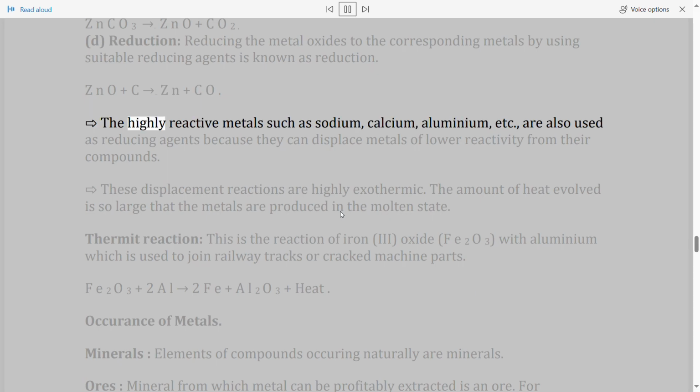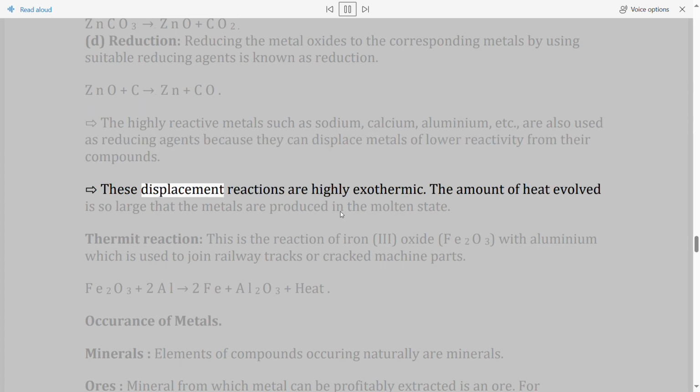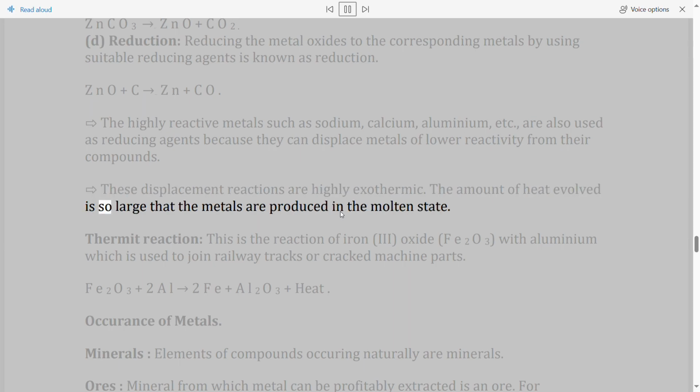The highly reactive metals such as sodium, calcium, aluminium, etc. are also used as reducing agents because they can displace metals of lower reactivity from their compounds. These displacement reactions are highly exothermic. The amount of heat evolved is so large that the metals are produced in the molten state.